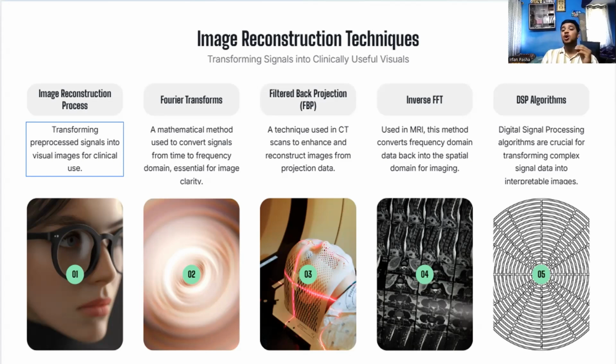Now, DSP algorithms. What are the DSP algorithms? Digital signal processing algorithms are crucial for transforming complex signals into interpretable images.